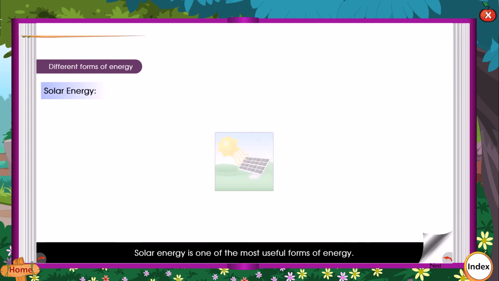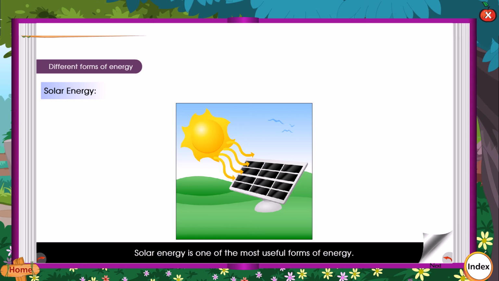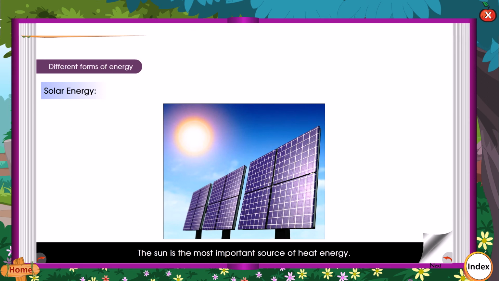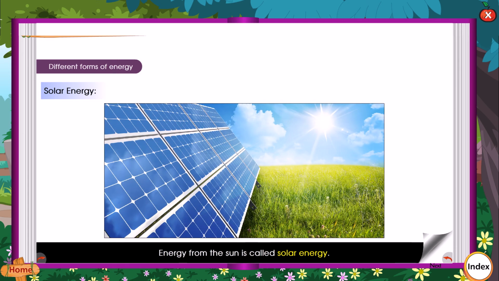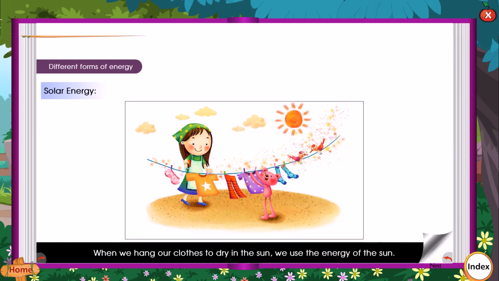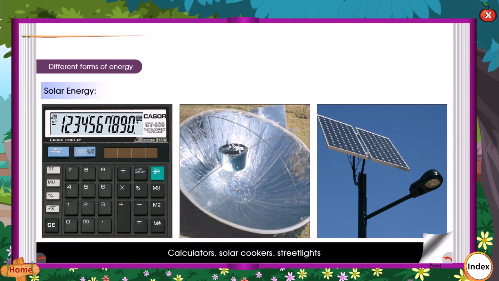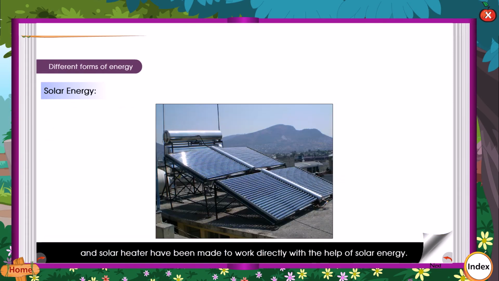Solar energy. Solar energy is one of the most useful forms of energy. The sun is the most important source of heat energy. Energy from the sun is called solar energy. When we hang our clothes to dry in the sun, we use the energy of the sun. Calculators, solar cookers, street lights, and solar heaters have been made to work directly with the help of solar energy.